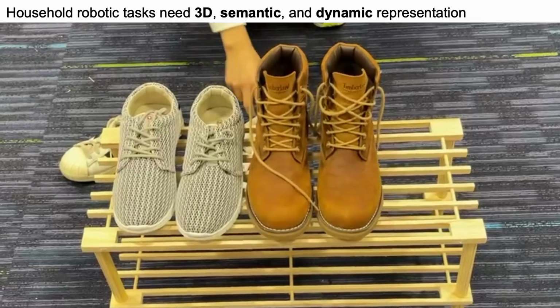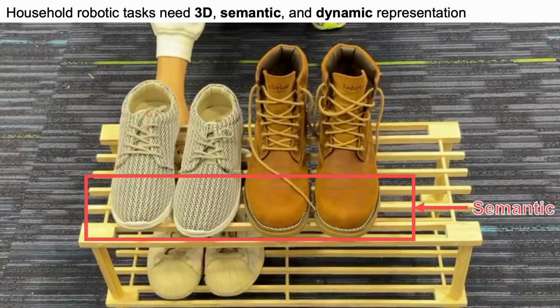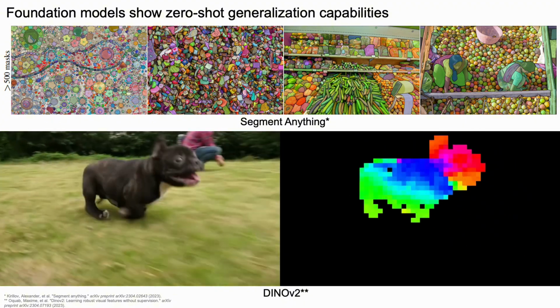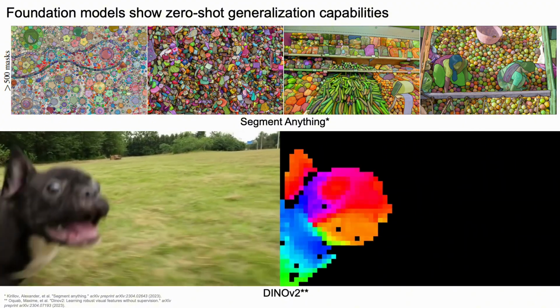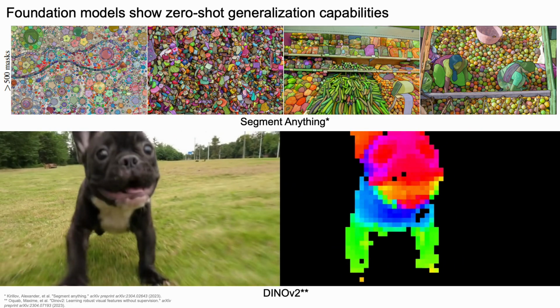Lastly, to align shoes, the representation must encode semantic information, like features for the shoe toe. Therefore, an ideal representation is 3D, semantic, and dynamic. Foundational models have shown zero-shot generalization capabilities. However, these models focus on 2D vision tasks instead of 3D real-world robotic tasks.